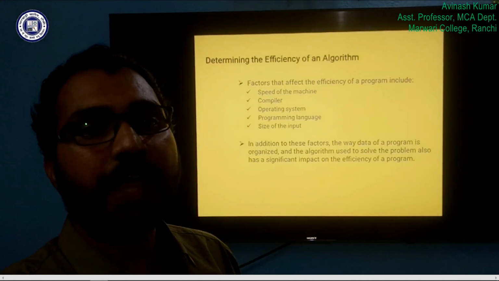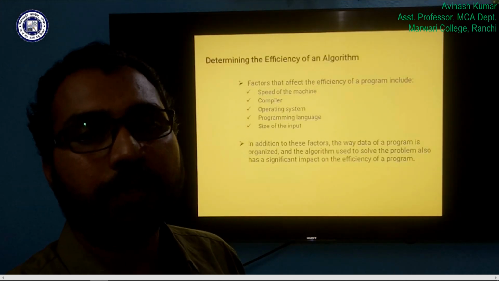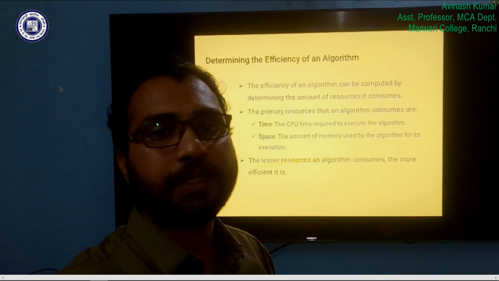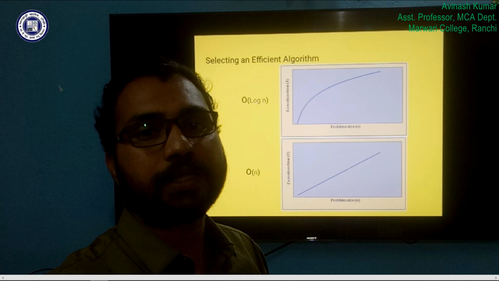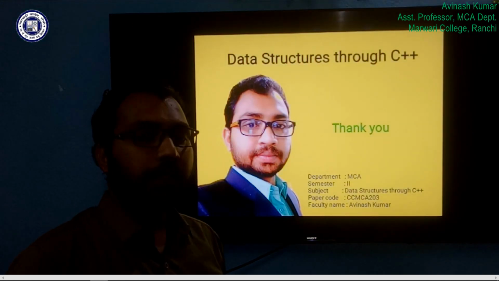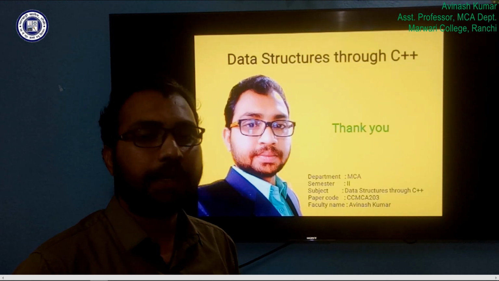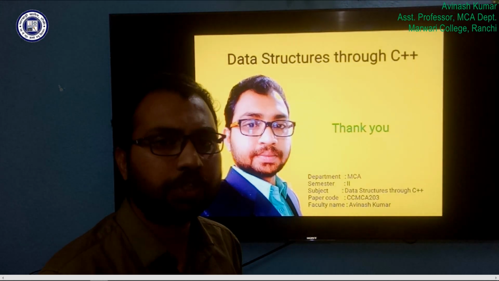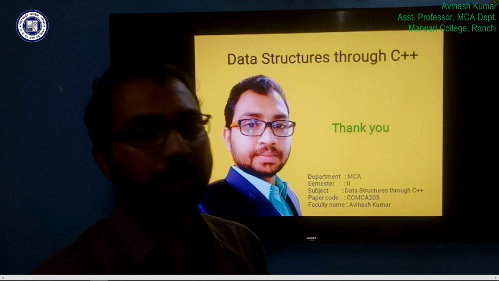Then we have the efficiency of the given algorithm. We will discuss this efficiency in the later sessions. We also have to discuss the asymptotic notations and the various graphs. So we will bring closure on all those in the next lecture. Thank you so much.